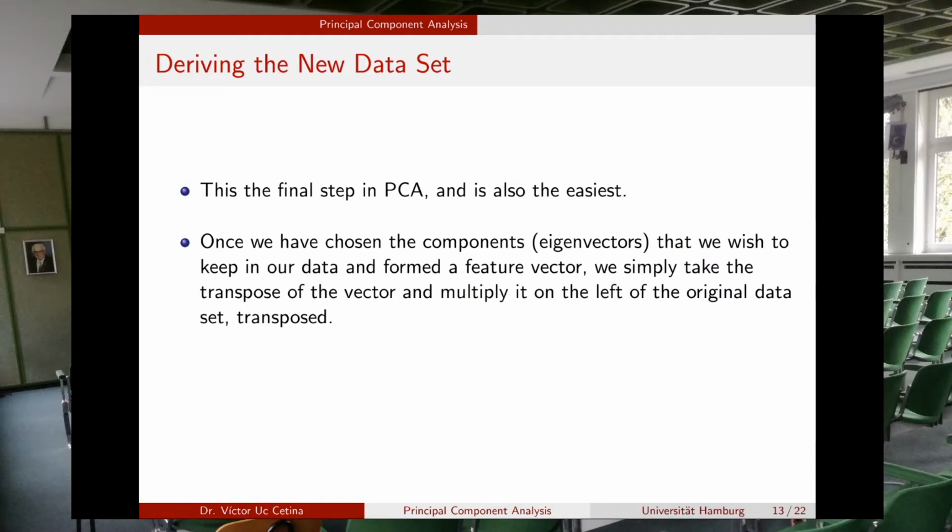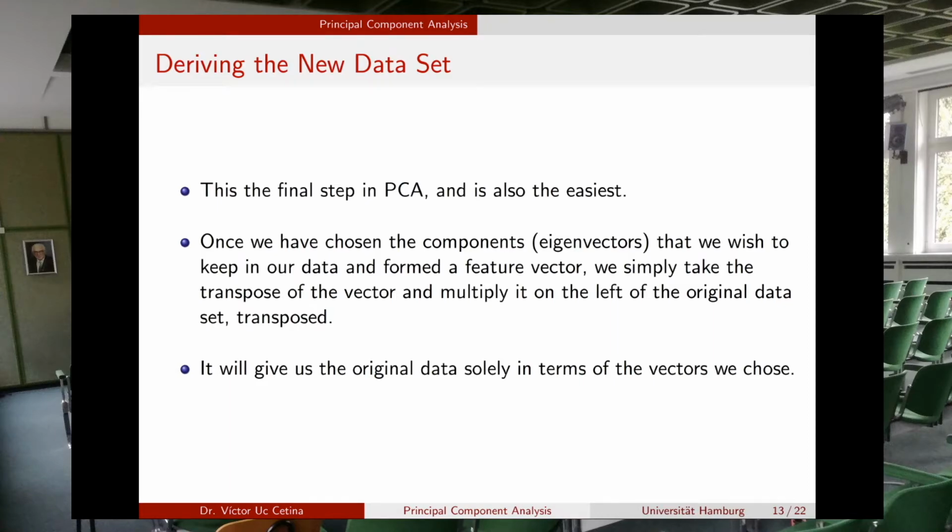So once you have chosen the components, the main eigenvectors that you want to keep, you simply take the transpose of the vector and you multiply it on the left of the original data set transposed. This will give you the original data transformed into the new subspace, the new vectors.